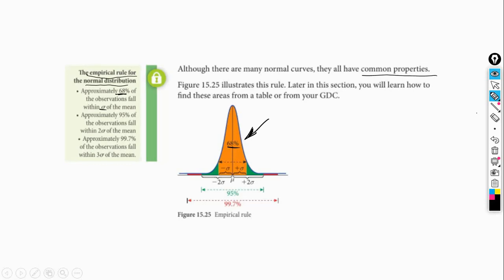Then we have that approximately 95% of the observations fall within two standard deviations of the mean. We can see that in green here. 95% would be the mean plus 2 standard deviations and minus 2 standard deviations. And finally, about 99.7% of the observations fall within 3 standard deviations of the mean. And that is what we see here in purple.